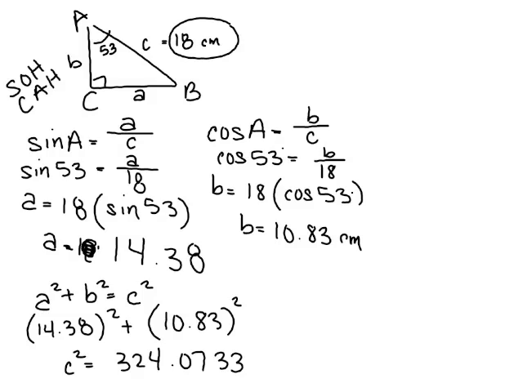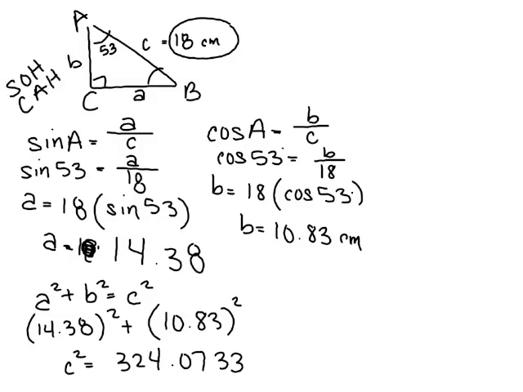So A and B, what else are we missing from the triangle? All right, we're just missing the measurement of angle B. So what's the shortcut way to do that? A plus B equals 90. So if A is 53, what does B have to equal? 37. So let's verify that using one of our equations.